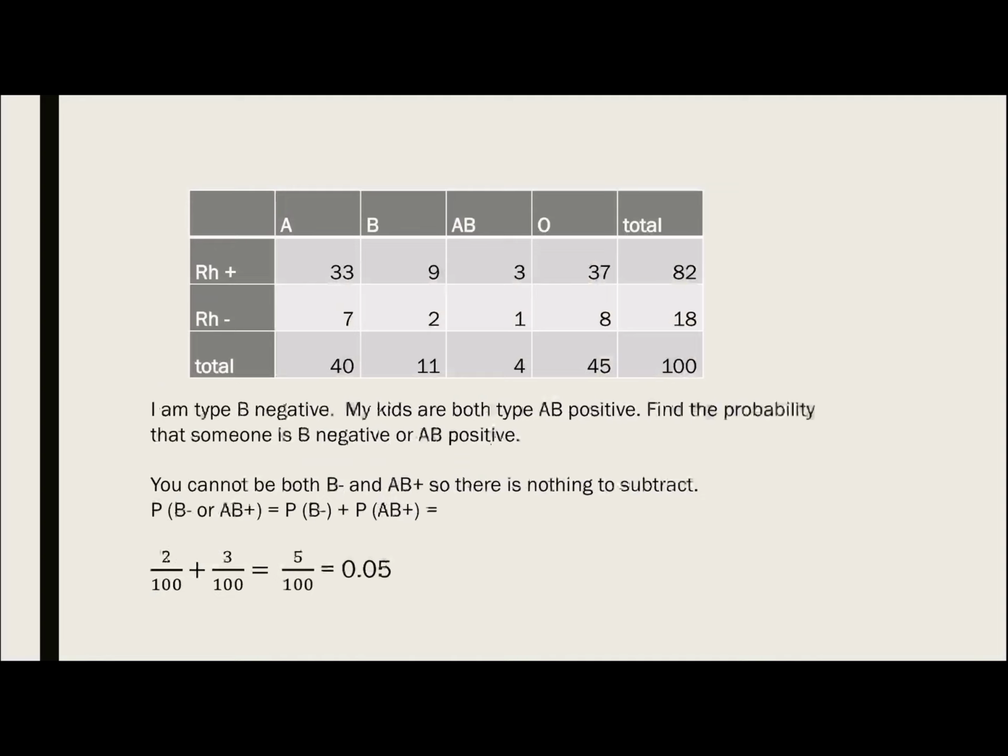Find the probability that someone is B negative or AB positive. You cannot be both. You can't be B negative and AB positive, so there's nothing to subtract. The probability of being B negative is 2 out of 100. The probability of being AB positive is 3 out of 100, for a total of 5 over 100.